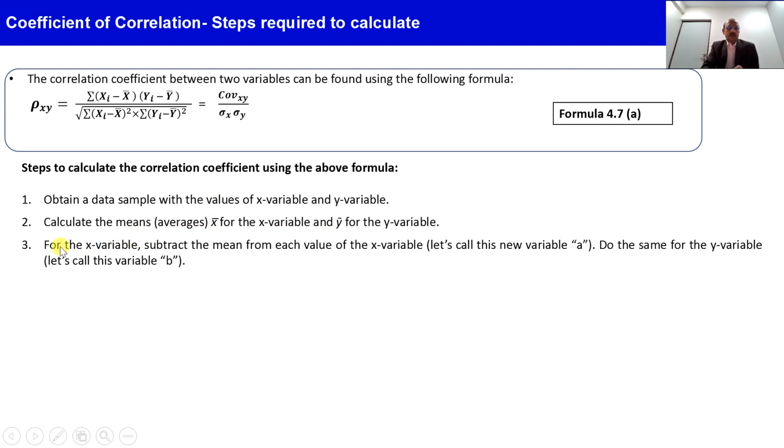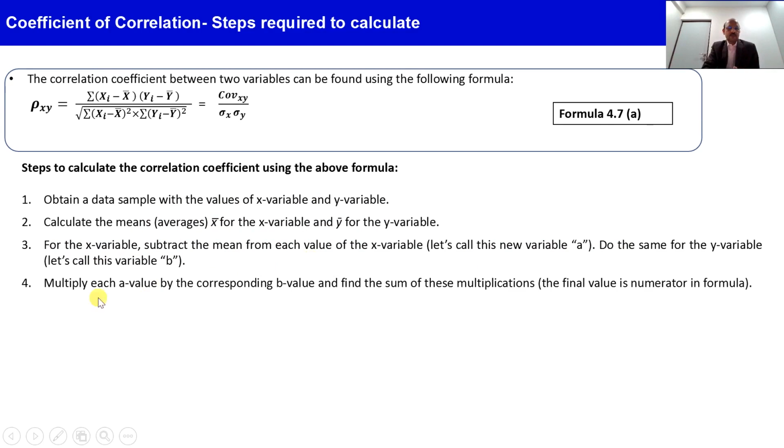From that mean, subtract the x variable from that mean for each value, and same thing do for y variables. So basically x minus x bar and y minus y bar for each x value. Then fourth step is multiply each of such difference with each other. So x minus x bar is multiplied by y minus y bar for each value, and then the sum of these multiplications becomes the numerator in our formula, that is here. This becomes this step 4 result.